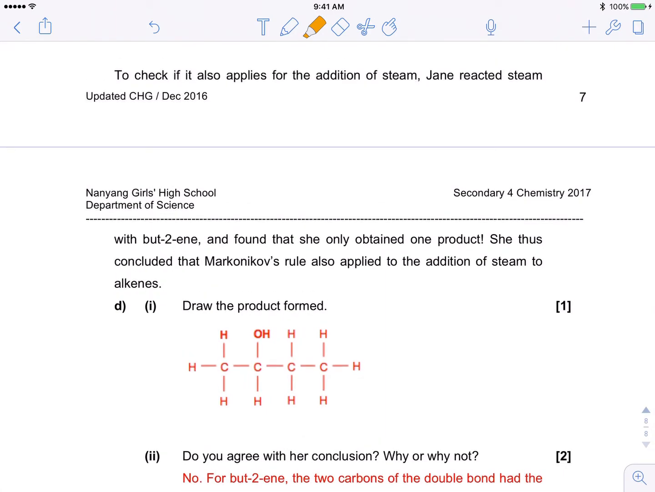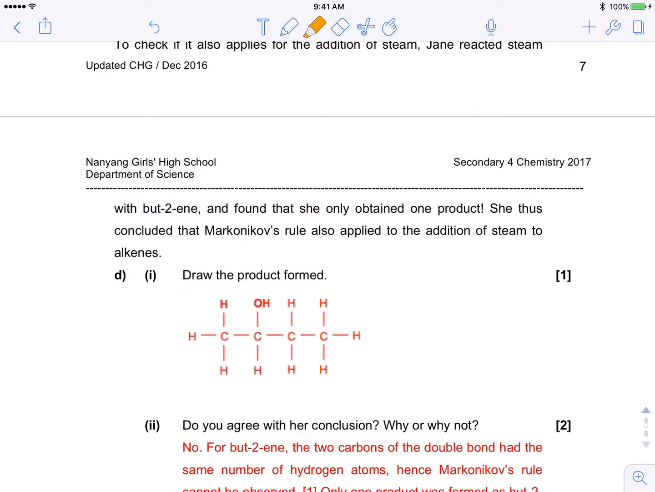Okay, to check if it also applies for the addition of steam, Jane reacted steam with butene and found that she only obtained one product. She then concluded that Markovnikov rule also applied to the addition of steam in alkenes. So first, draw out butene. Butene means the double bond is here. And then we fill in the hydrogens. Make sure that each carbon only forms 4 bonds, no more, no less.